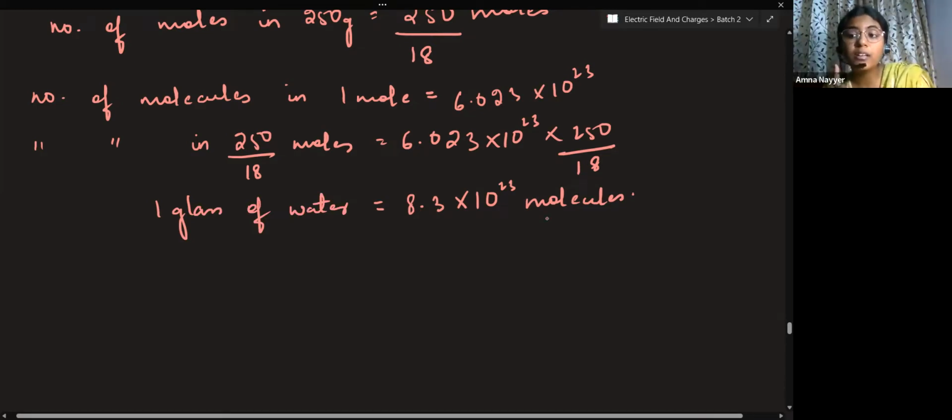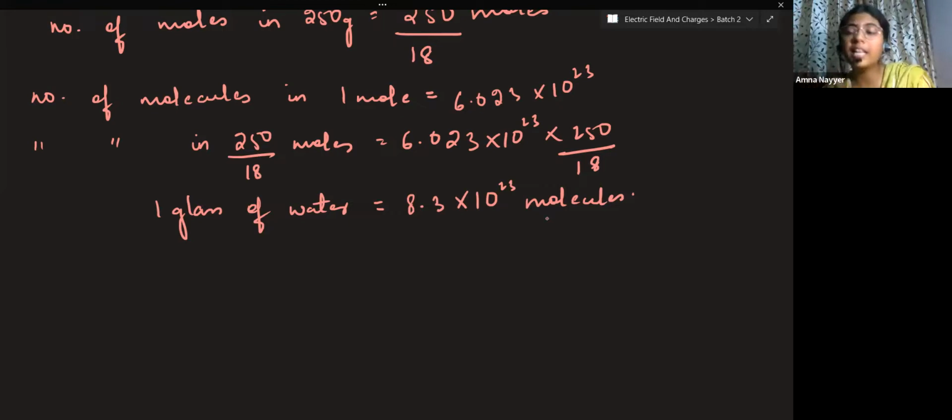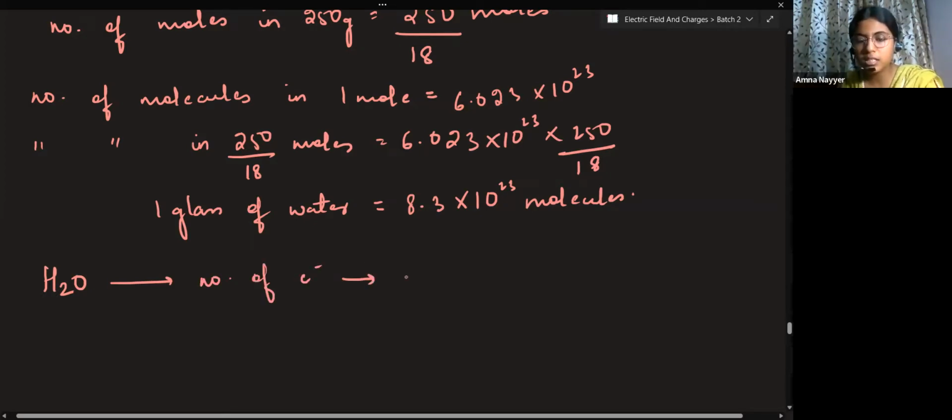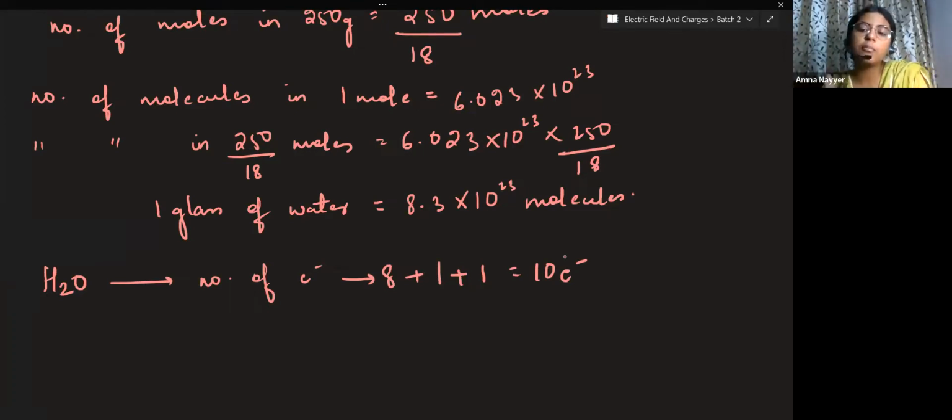Now see, we require not all the molecules, we require only electrons. H2O is water. So the number of electrons present in oxygen is 8, and for each hydrogen atom you have 1. So the total number of electrons present in water becomes 8 for oxygen plus 1 for this hydrogen plus 1 for the other hydrogen. 10 electrons. Yes, 10 electrons are there in a single molecule of water, H2O. That's how you calculate.